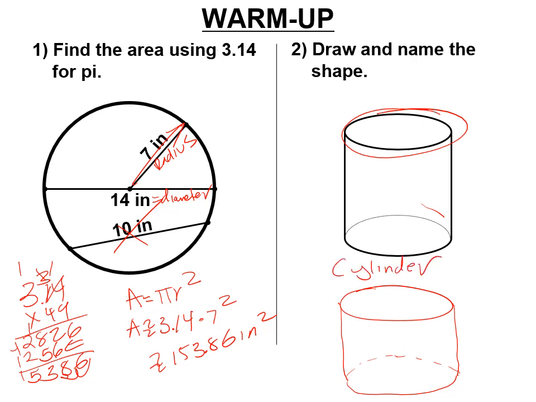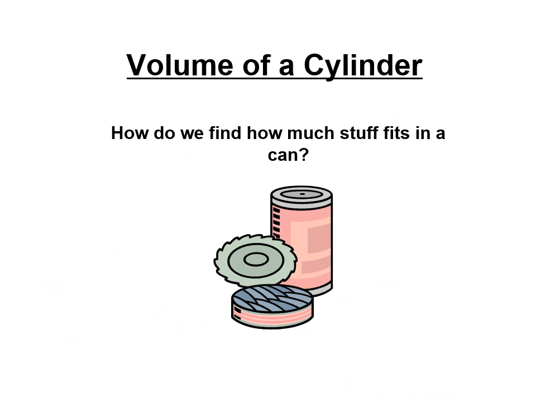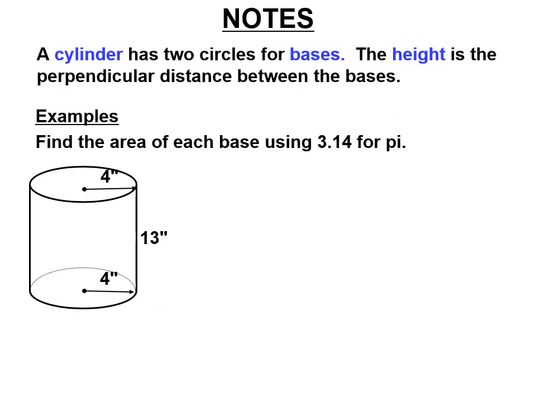And we're going to find out how much stuff would fill a cylinder, in other words, the volume. So there are two circles at the base of each cylinder. And the first thing you do is find the area of each base. Well, the area of this base approximately is 3.14 times 4 squared, which is 16. So we're doing 3.14 times 16.